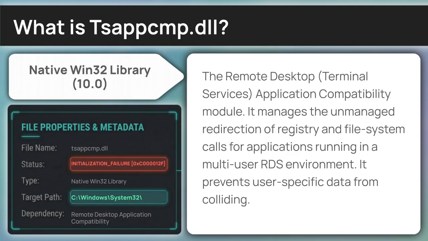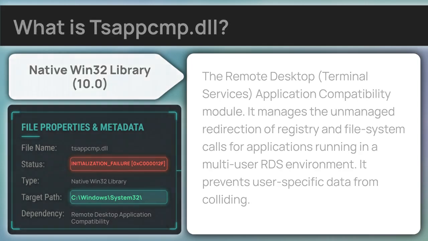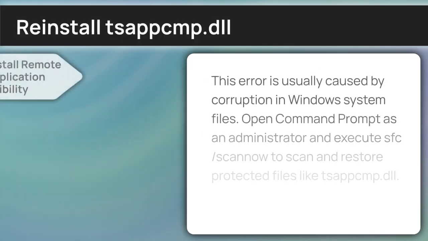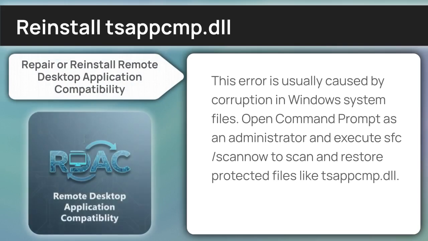Now let's apply the fix by reinstalling the shared system library. This error is usually caused by corruption in Windows system files. Open Command Prompt as an administrator and execute sfc /scannow to scan and restore protected files like Tsappcmp Library DLL.